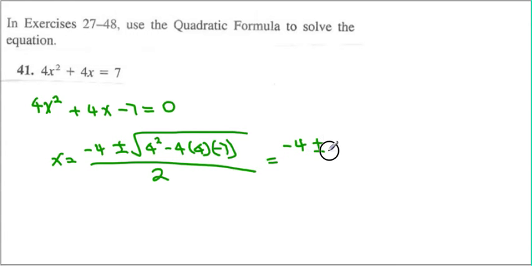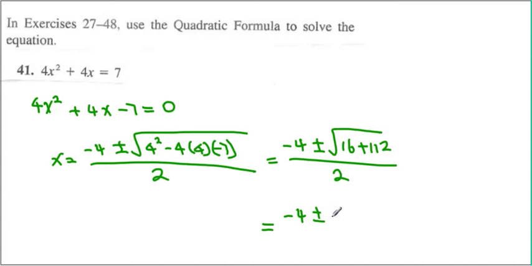Now, what is that equal to? Negative 4 plus or minus the square root of this, which becomes 16, and this becomes plus 4 times 4, which is 16, times 7. I believe it becomes 112, divided by 2. Now, this simplifies to negative 4 plus or minus the square root of 128 divided by 2.